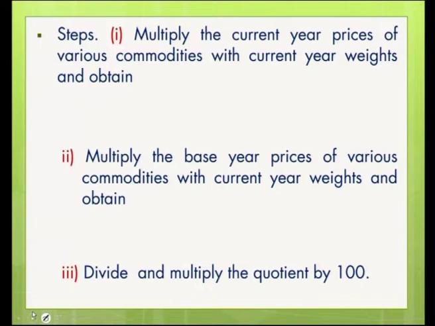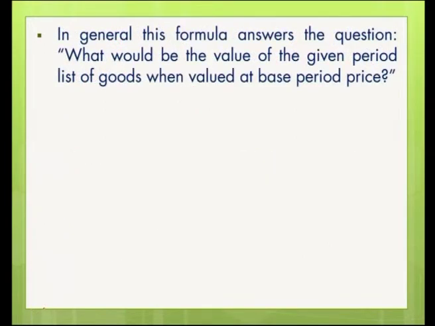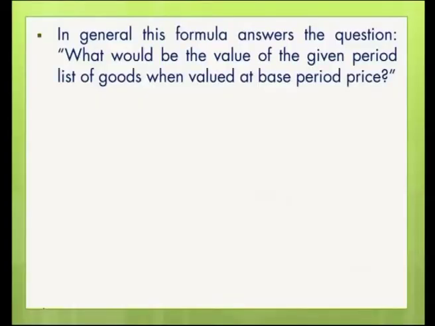Multiply the current year prices of various commodities with the current year weights and obtain summation P1 Q1. Multiply the base year prices of various commodities with the current year weights and obtain summation P0 Q1. Divide summation P1 Q1 by summation P0 Q1 and multiply the quotient by 100. In general, this formula answers the question, what would be the value of the given period list of goods when valued at base period price.